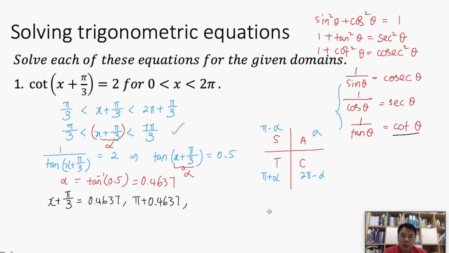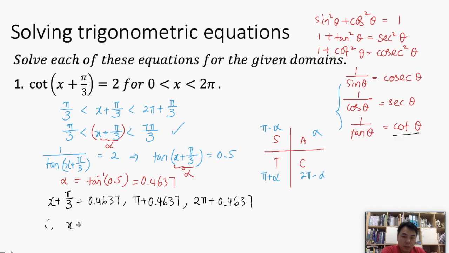Now, other than that, I also need to make sure that it will fall within this domain here. This 7 pi over 3 is already more than 360 degrees. So therefore, I might want to consider another turn. Okay, by considering another turn, I will have to take 2 pi because one complete cycle is 2 pi. So I'm going to add this with 0.4637. Okay, at this point, I think I'm ready to obtain the solutions now for x.